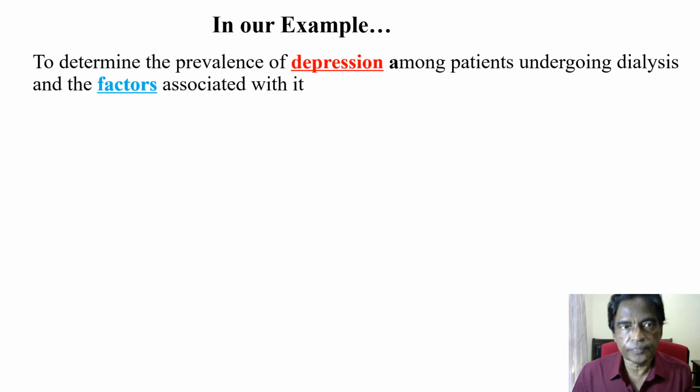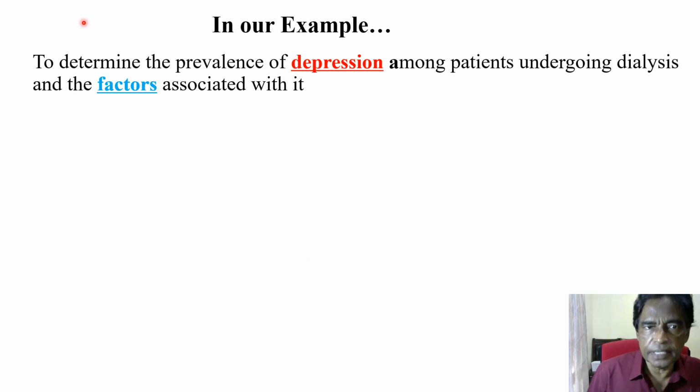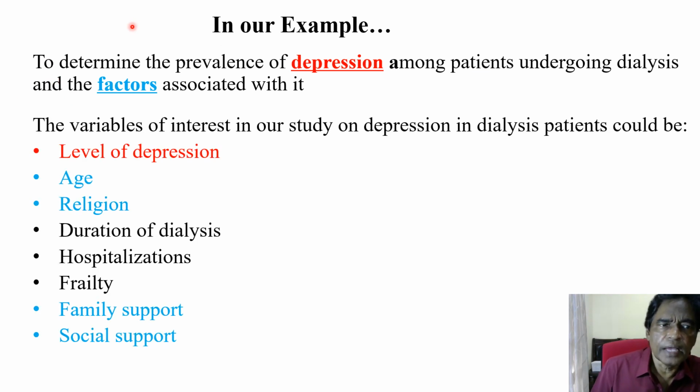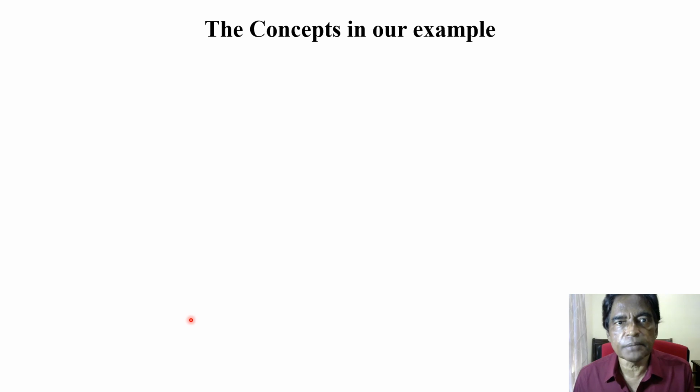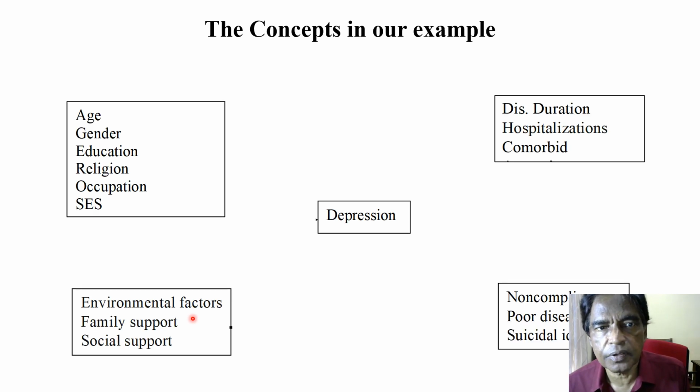Conceptualization. Okay, let's conceptualize. In our example, our objective is to determine the prevalence of depression among patients undergoing dialysis and the factors associated, right? So now, as we pointed out just now, we have these variables from literature. There's my outcome of interest. These are the characteristics of the patient. These are the disease pattern and the support. And we can put them into respective concepts, right?